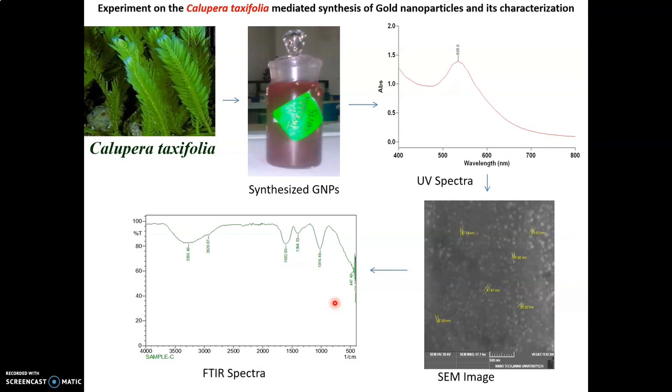So we have done an experiment on Caulerpa taxifolia. It's for your view: an experiment on Caulerpa taxifolia mediated synthesis of gold nanoparticles and its characterization. Caulerpa taxifolia is one of the toxic algae present in rivers, oceans and lakes. When the extract of this Caulerpa taxifolia is added to the chloroauric acid solution, that is light yellow in color, it changes into wine red. This visual observation of color change indicates that the gold nanoparticles were synthesized.